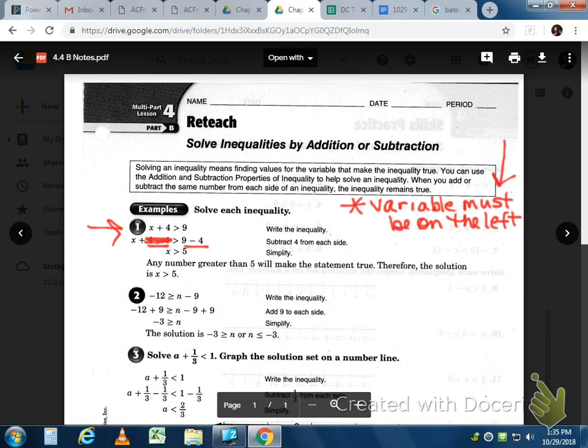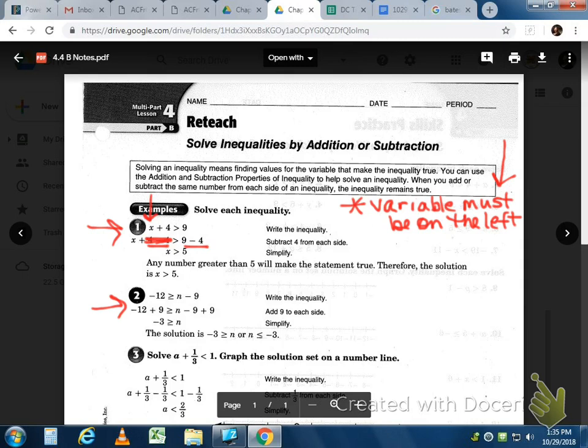So if I put 6 in here, 6 plus 4, it's 10, isn't it? So 10 is greater than 9. 7, x is greater than 5. 7 plus 4, it's 11. Isn't 11 greater than 9? Yeah. So you're finding a whole set of numbers that make this true. Let's look at the second example that they have here. Negative 12 is greater than or equal to n minus 9. And I've got to get n alone.